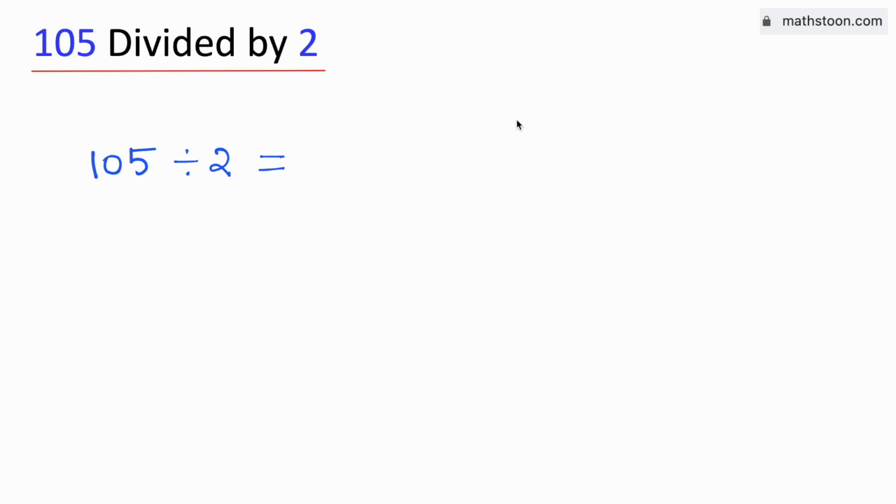In this video, let us learn how to divide the number 105 by 2 using the long division method. 1 is less than 2, so we will consider the number 10. We know that 2 times 5 is 10. Subtract, we get 0. As 0 is less than 2, we will bring down this number 5 here.